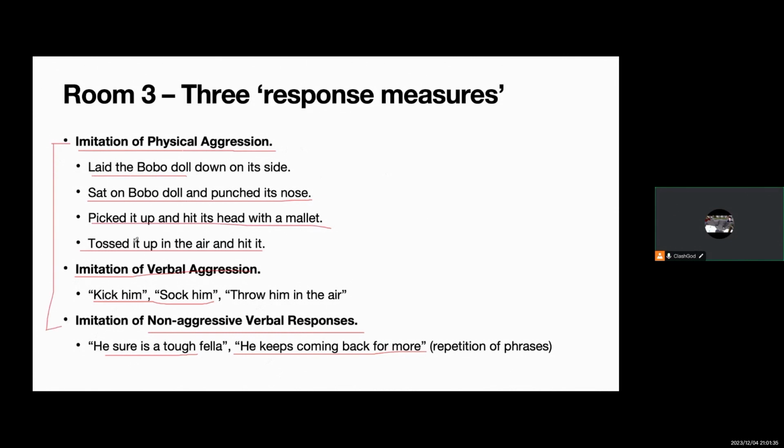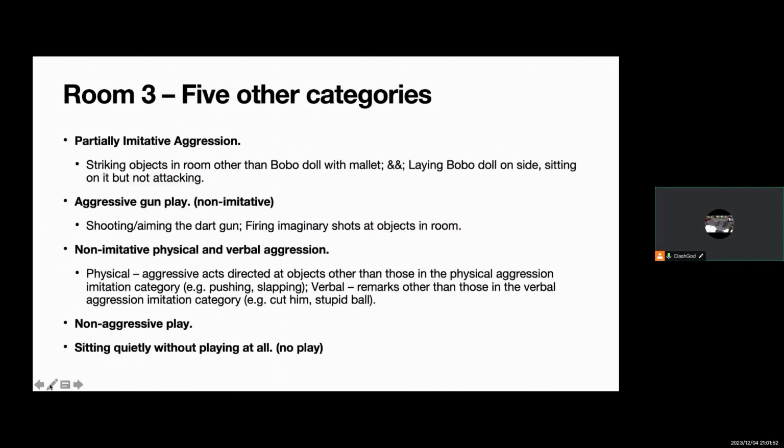And then we're going to look at 5 other categories, which are not entirely imitation or no imitation at all. So these are the 3 major imitations, direct imitations of the actions from the adult model they observed. Okay. Then the 5 other categories. The 5 other categories are slightly harder to memorize. So we're going to take it slightly slower here.